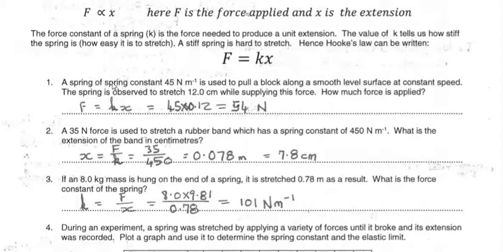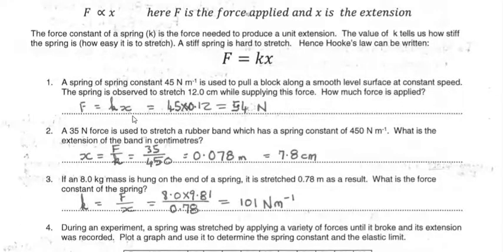Question 1. A spring of spring constant 45 newtons per meter is used to pull a block along a smooth level surface at constant speed. This constant speed means that there's a resultant force of 0. The spring is observed to stretch 12.0 centimeters whilst applying this force. How much force is applied?